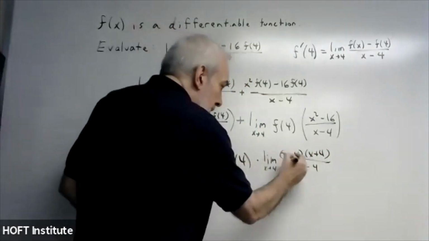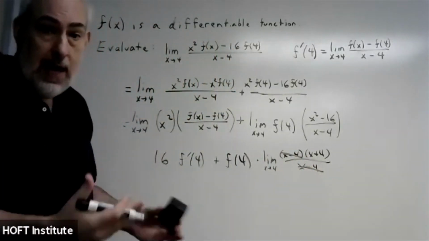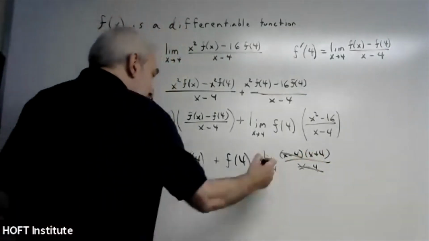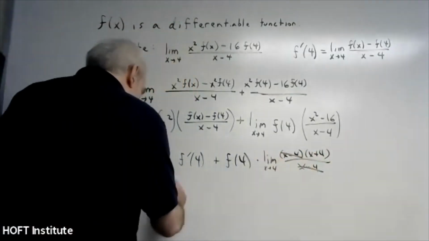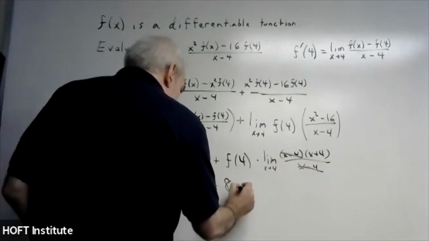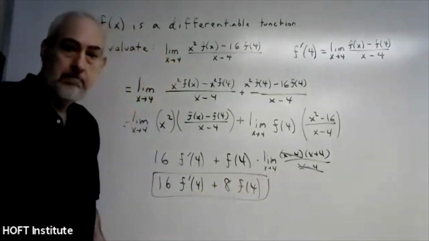Then we see we can cancel off the x minus 4s off the top and bottom, just leaving x plus 4. Now we have a polynomial, so we can simply plug in 4 and we get 8. So that's going to become an 8. So the final answer is 16 times the derivative of f of 4 plus 8 times f of 4.